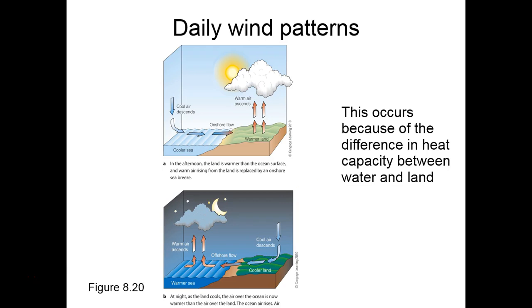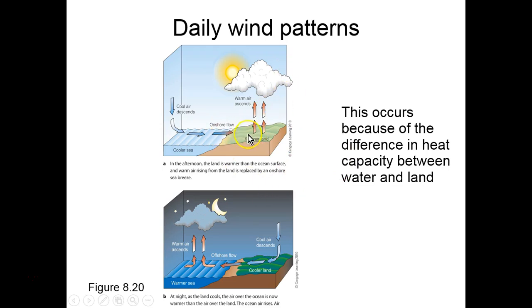Now remember that water has an extremely high specific heat capacity, which means it takes a lot of energy to raise its temperature. Land does not have a high specific heat capacity. It changes temperature very quickly, as you can tell if you go to the beach and you walk on the sand and it's really hot, and you go to the water and it's really cold, right?